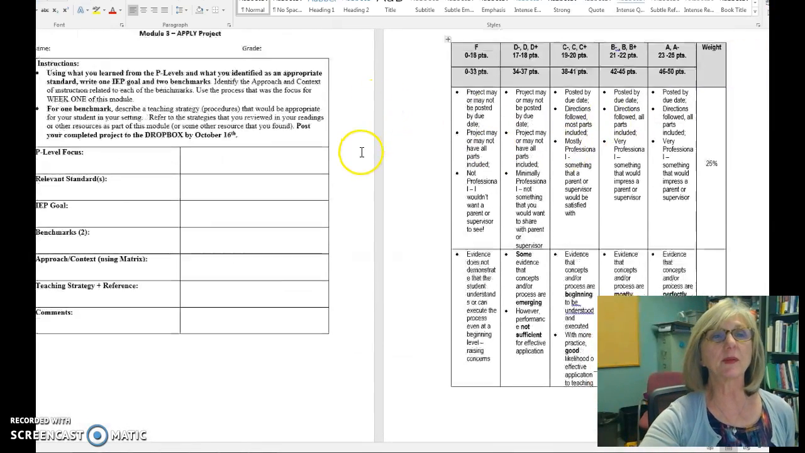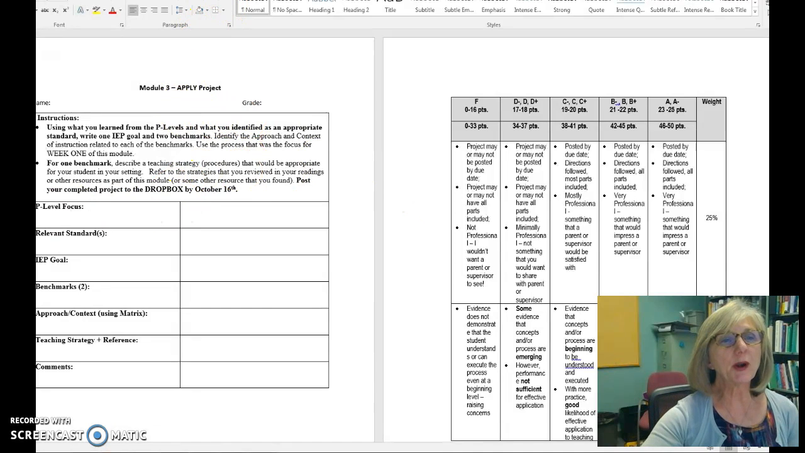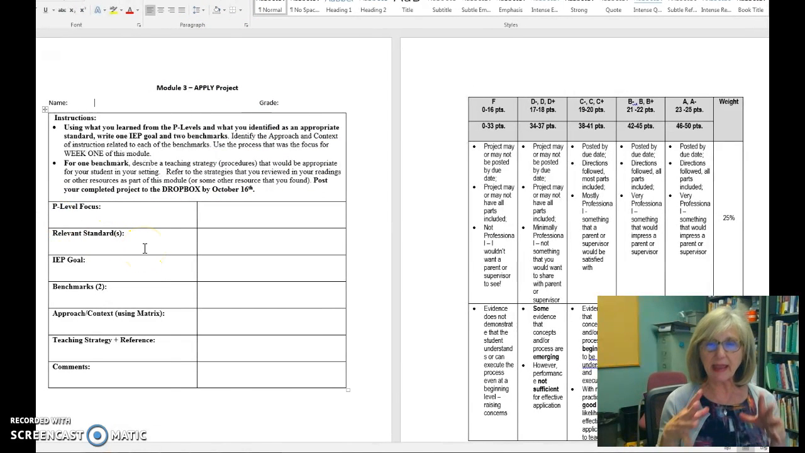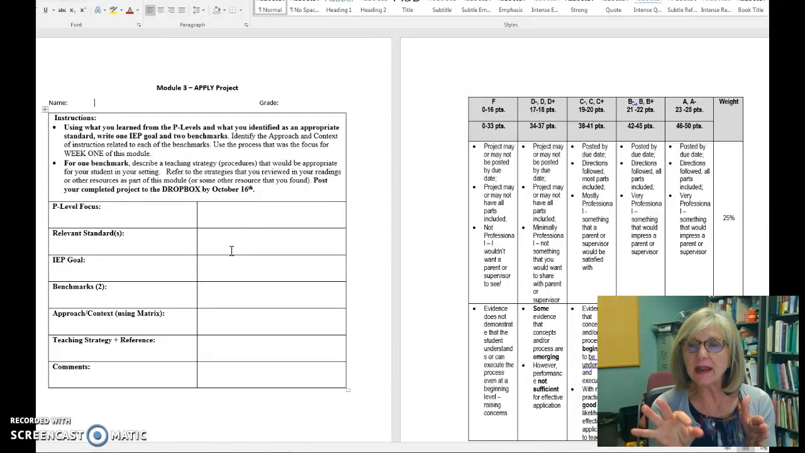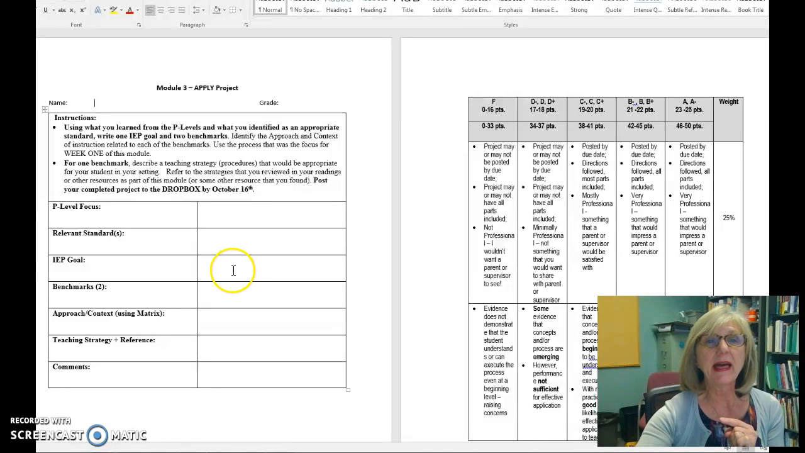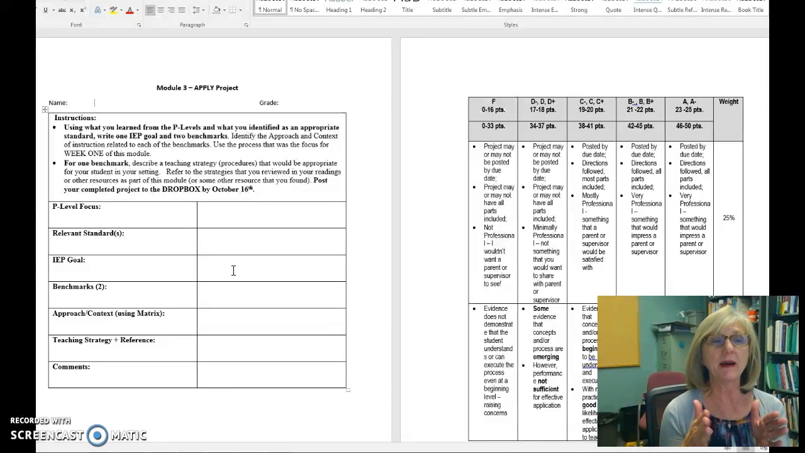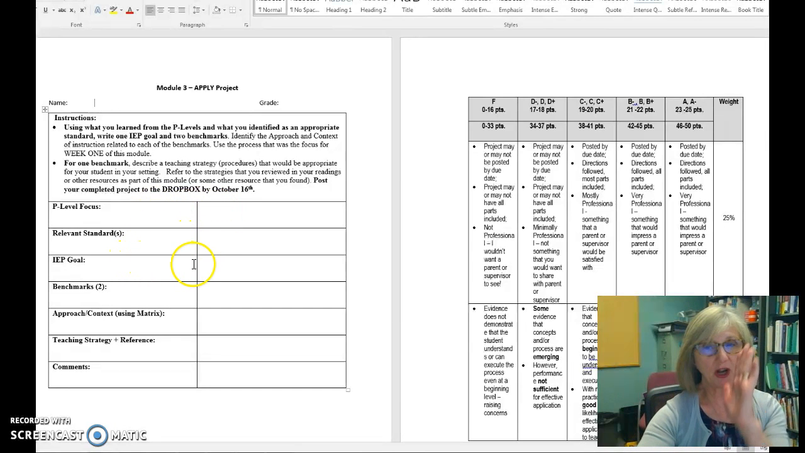The real purpose here was for you to take the P-level goal that you identified, and that's right here, and then align it with a standard or two that actually help align and may give you some context to help you work towards that goal. To look for the IEP goal. Where's the parallel or the alignment with the IEP goal? So the P-level goal, the standard, and the IEP goal should all align, working towards the same thing.